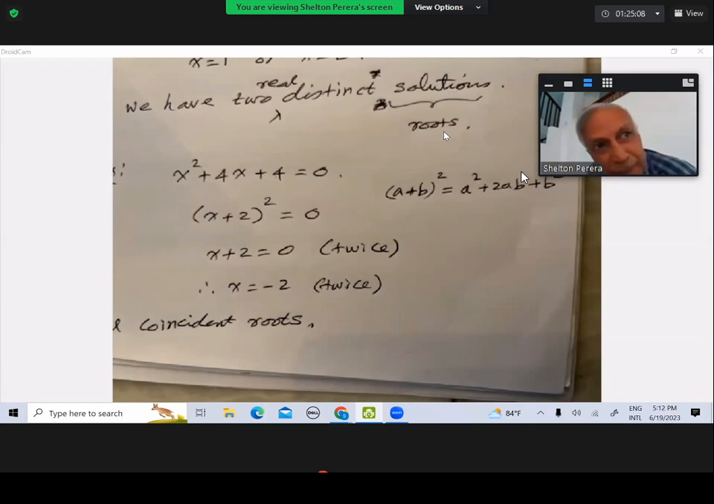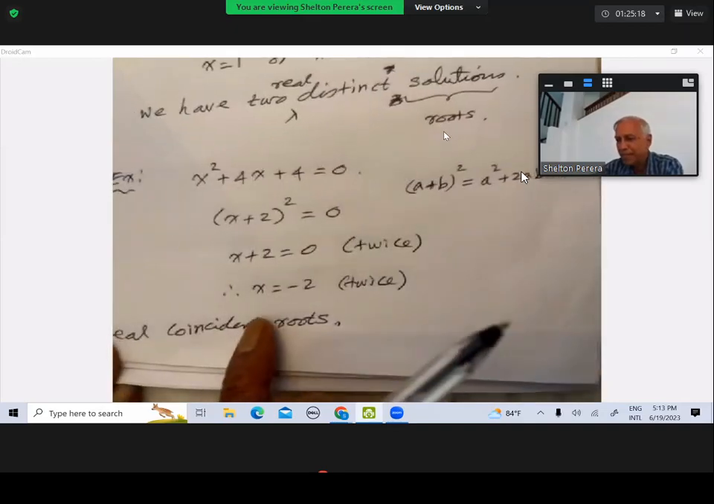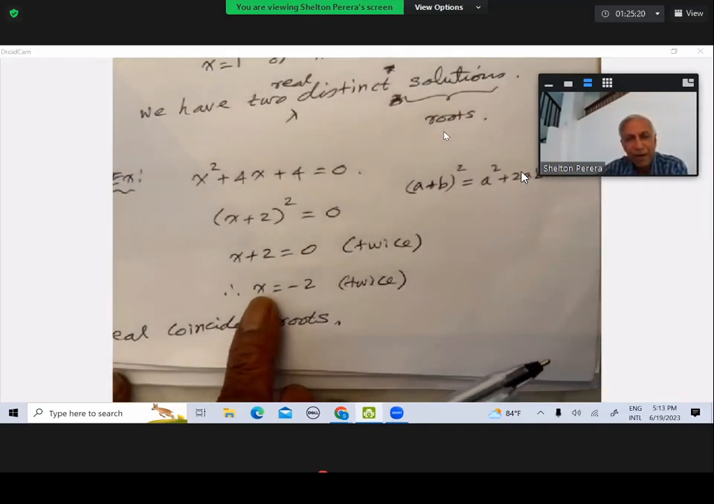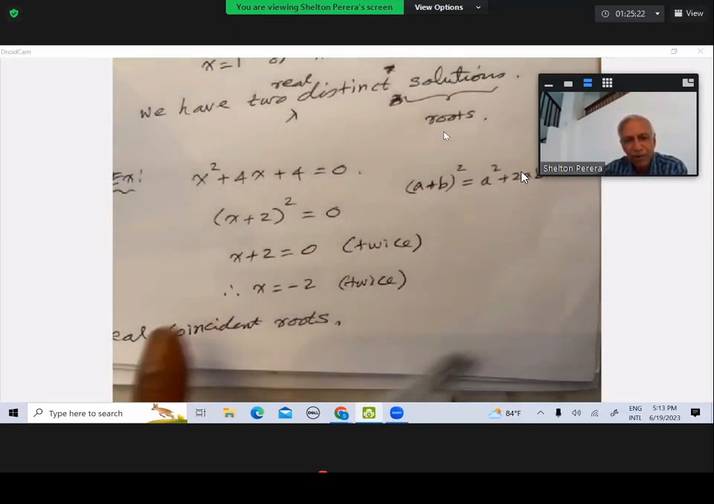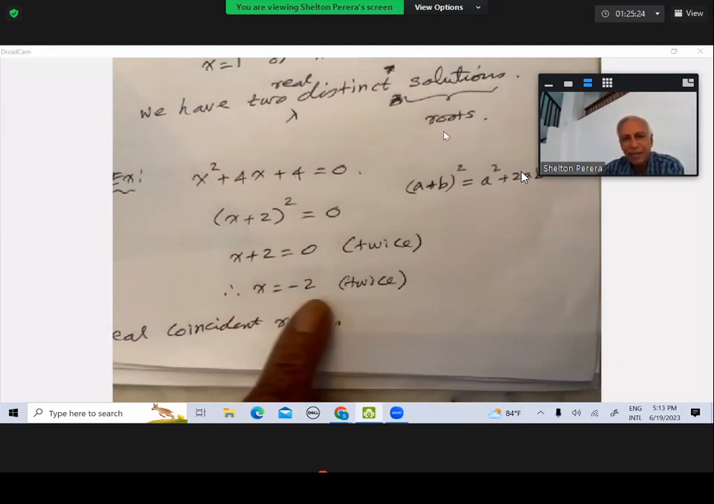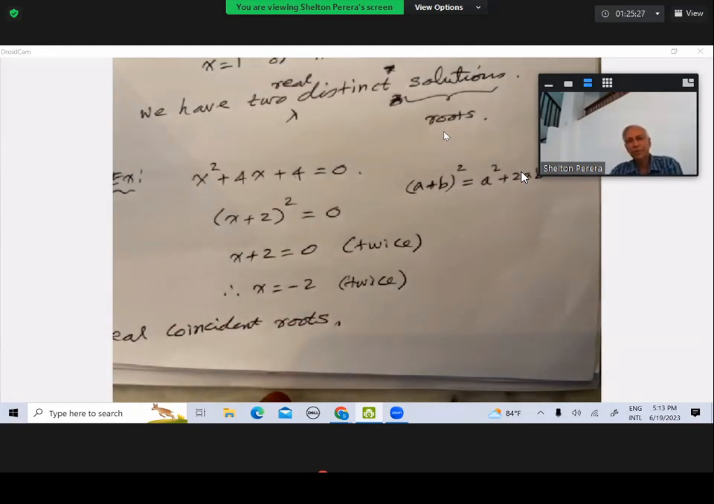Coincide. Falls on the same thing. So, some people say it has only one solution. One distinct solution. Or another way to say it, it has coincident roots. X equals minus 2. Only one distinct real solution.